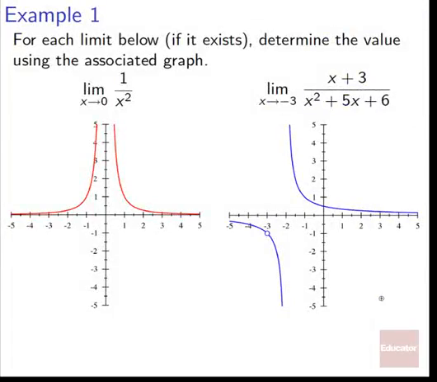All right, we're ready for some examples. For each limit below, if it exists, determine the value using the associated graph. So our first one: limit as x goes to 0 of 1 over x squared.